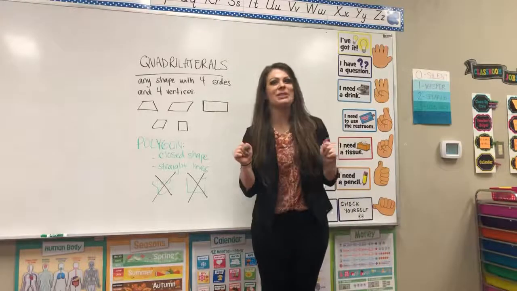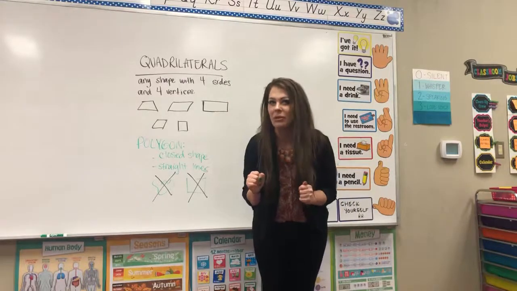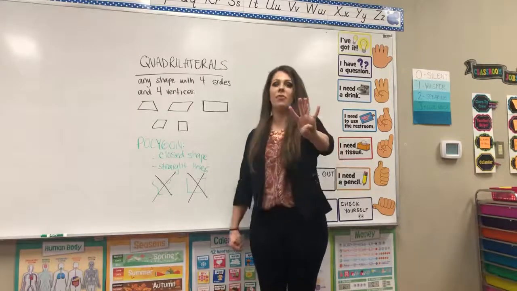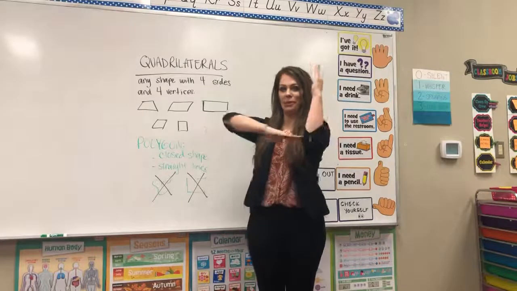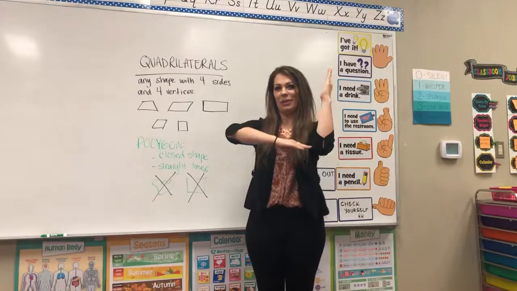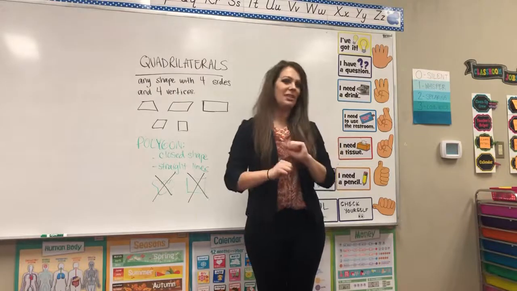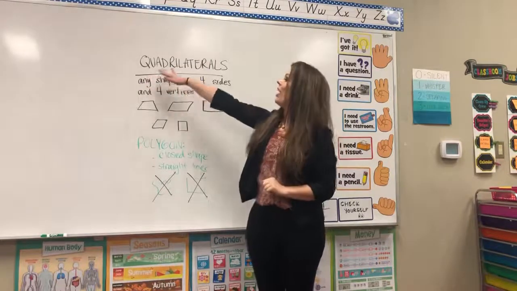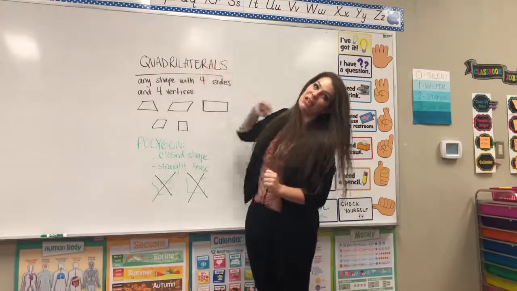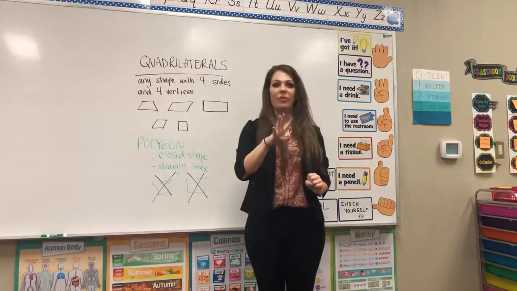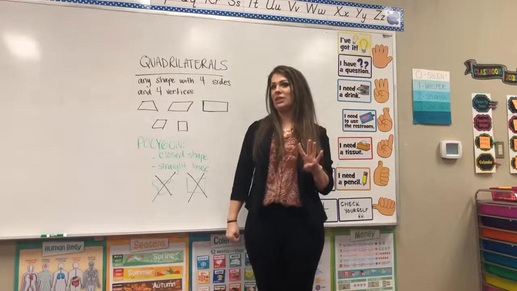So you may have noticed something about the shapes that we've been talking about today. They all have 4 sides and 4 vertices. Vertices being those points, those angles where the lines meet. That's because all of our shapes today are quadrilaterals. Quadrilaterals, super fancy name for any shape with 4 sides and 4 vertices.